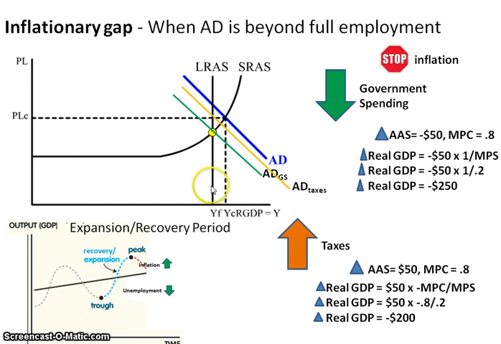Again, we use contractionary fiscal policy when there is an inflationary gap. The way to utilize contractionary fiscal policy is to decrease government spending or to increase taxes, and you're doing that to combat inflation.